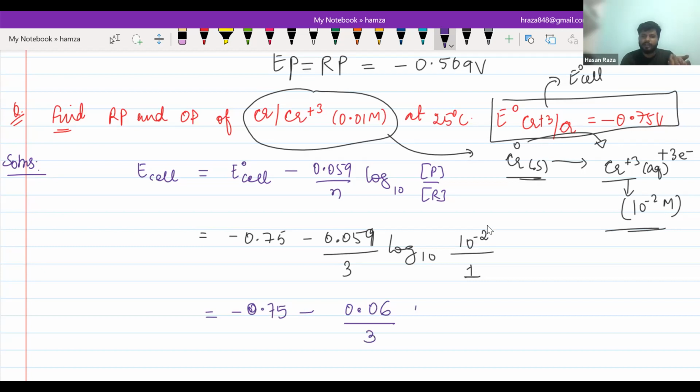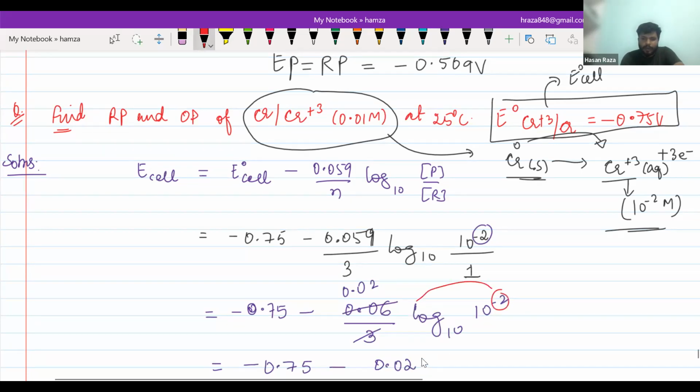You know that this is power. Wait, let me extend one more step: log of 10 raised to the power minus 2 to the base 10. Now it will be easily cancelled by 0.02 times. So the value will be left with minus 0.75 minus 0.02. And you know that when it is in power, it will come here, so multiplied into minus 2. Here we will have log 10 to the base 10, which has a value 1. Yes or no? Hamza?